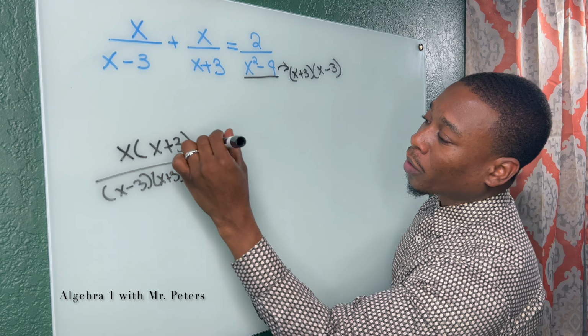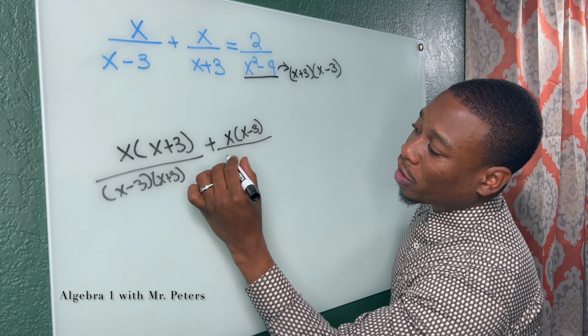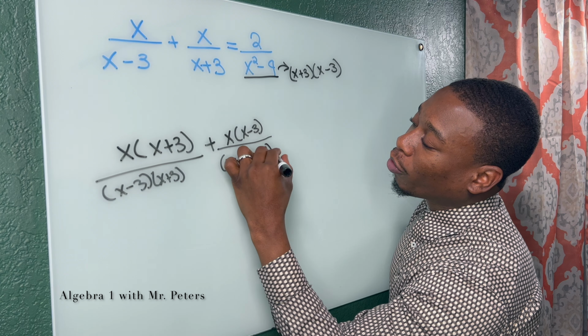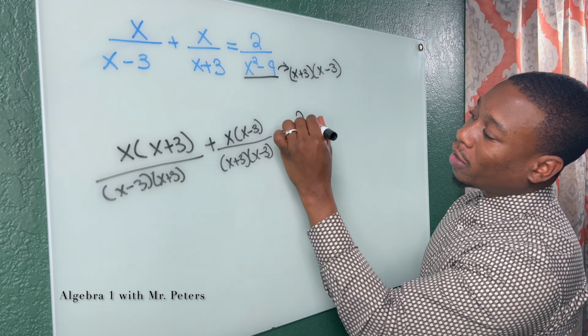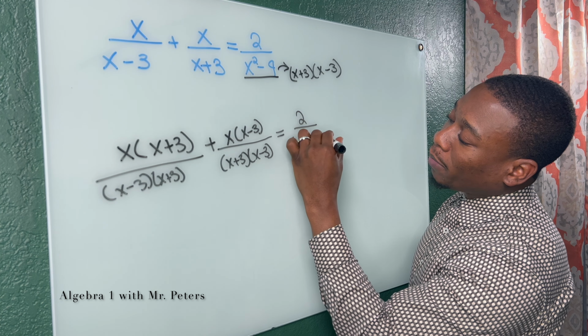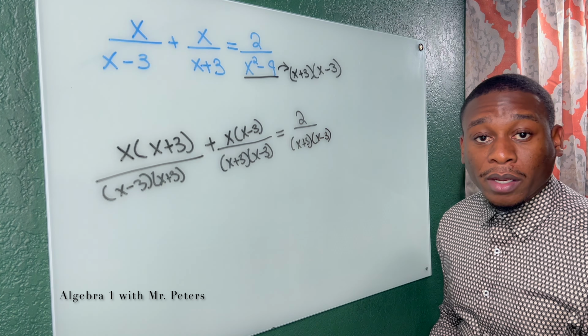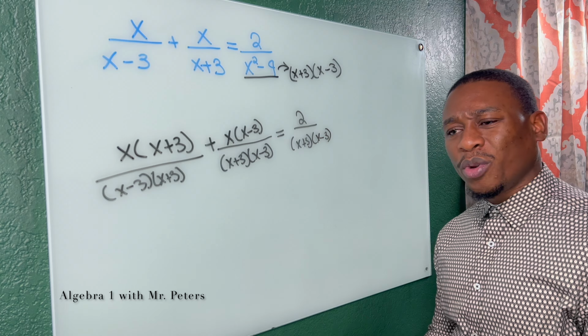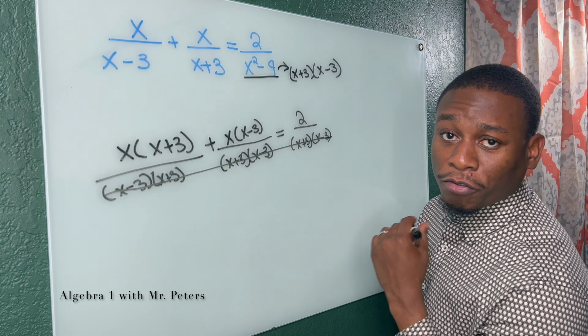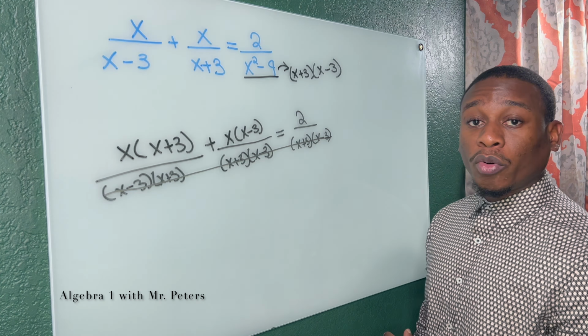Now we're going to combine that with x times x minus 3, because that's what's missing from the second fraction's denominator, right? And luckily for us, nothing needs to be done to this last fraction because it's complete, meaning it has the common denominator. Now, after we do that, we can drop the denominator and focus on the numerator. And once we do, this is what we're going to get.